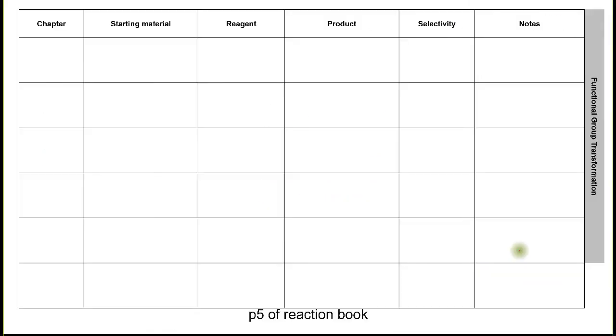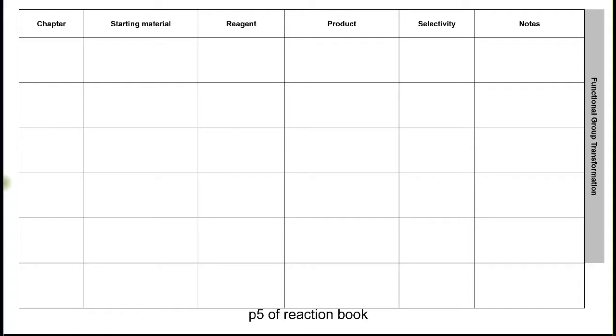Okay, so I mentioned this reaction book, so we're going to start adding reactions to that. The first one, hopefully if you have your book, if not you can print it out after lecture and then add it to there.